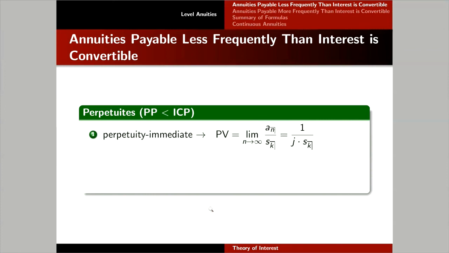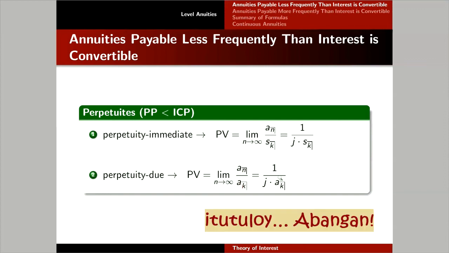Same goes with perpetuity due. Just get the limit as n approaches infinity of the present value of our annuity due, and you will get this.